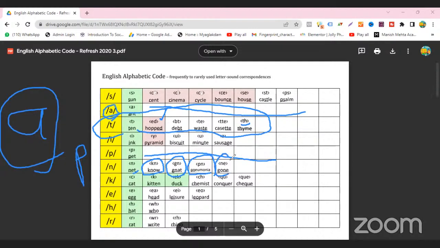And E mostly at the end is silent only. So these are the ways where you can have the sound of letter N. So I am waiting for the silly sentence. Okay, let us read the sentences.